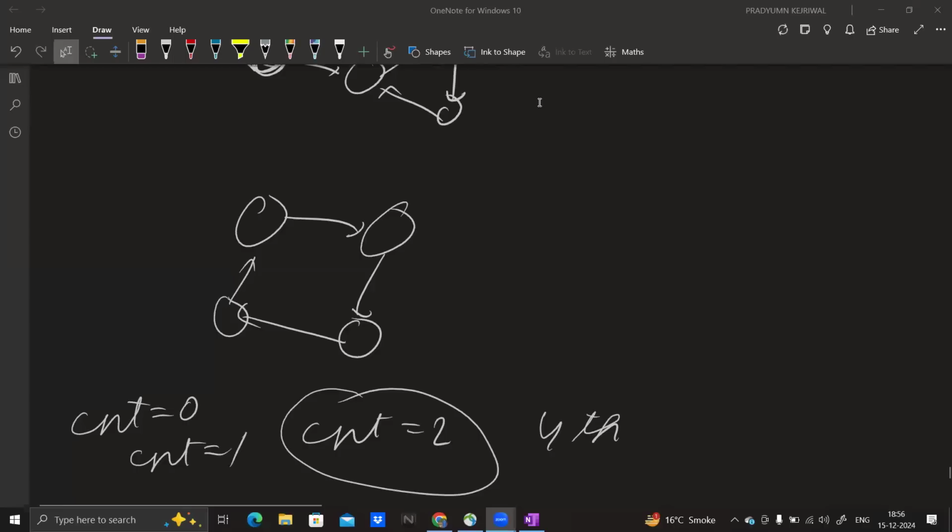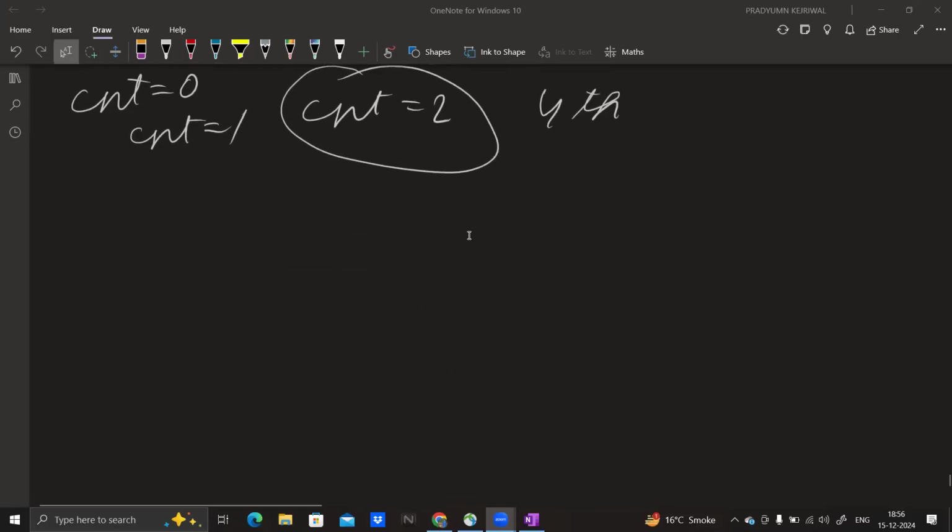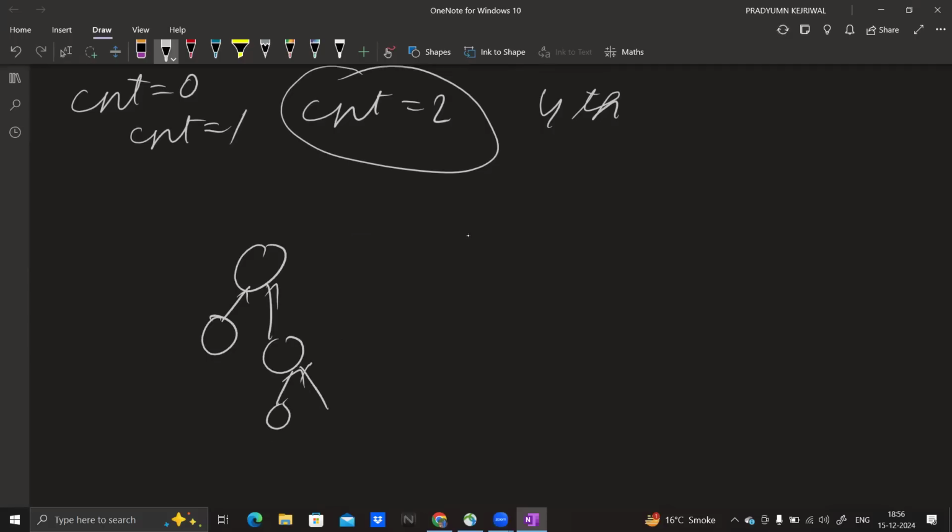Yeah, something like Kahn's algorithm. Is it necessary that there will be a cycle? Yeah, there will be a cycle, because suppose there is no cycle. Suppose you are saying that there is no cycle. So how can that be? If there is no cycle, then this node won't have any out degree, right? Everyone should have out degree. Therefore, there has to be a cycle.